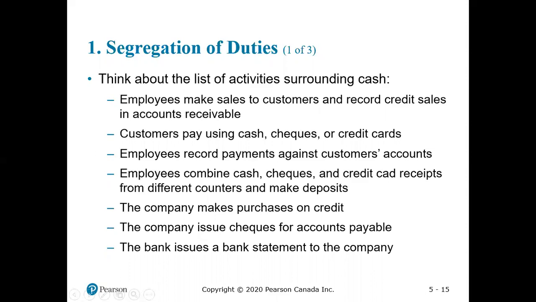So, segregation of duties. Think about the list of activities surrounding cash. Employees make sales to customers and record credit sales and accounts receivable. Customers pay using cash or checks or credit cards. Then the employees record those payments against the customer's account. The employees combine cash, checks, and credit card receipts from different counters and then make a bank deposit. The company makes purchases on credit, and then they issue checks to pay for those accounts payable. And then the bank issues a bank statement to the company each month.